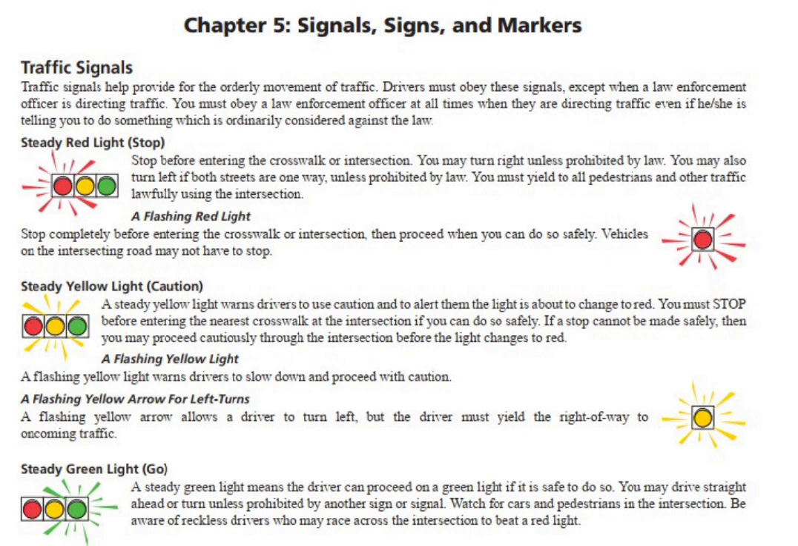A flashing yellow arrow for left turns. A flashing yellow arrow allows a driver to turn left, but the driver must yield the right-of-way to oncoming traffic. Steady green light: go. The steady green light means the driver can proceed on a green light if it is safe to do so. You may drive straight ahead or turn unless prohibited by another sign or signal. Watch for cars and pedestrians in the intersection. Be aware of reckless drivers who may race across the intersection to beat a red light.